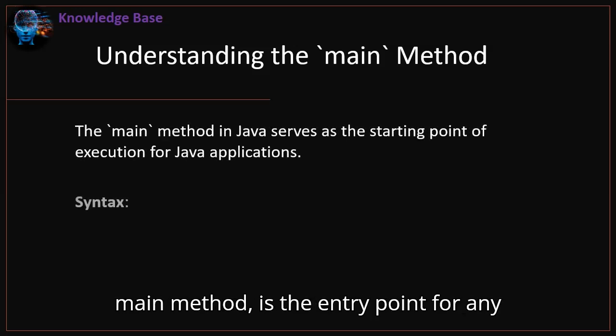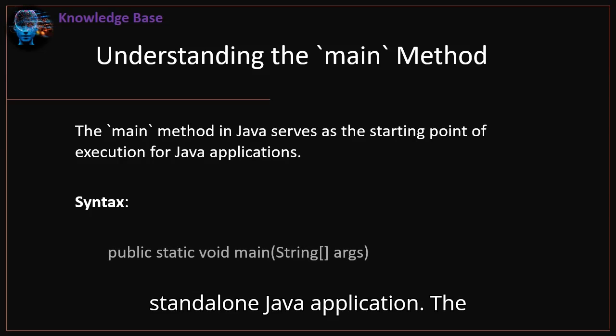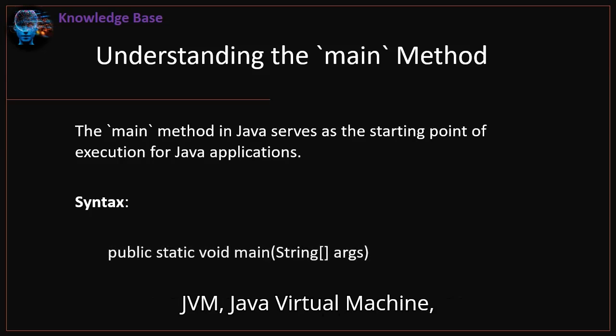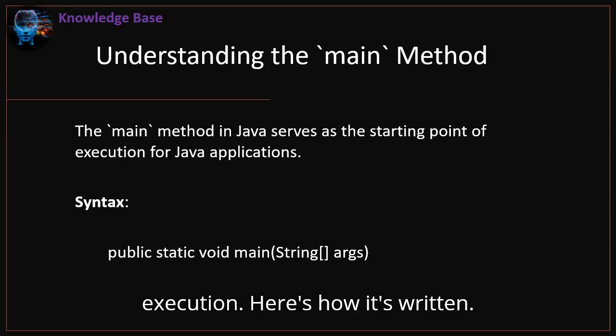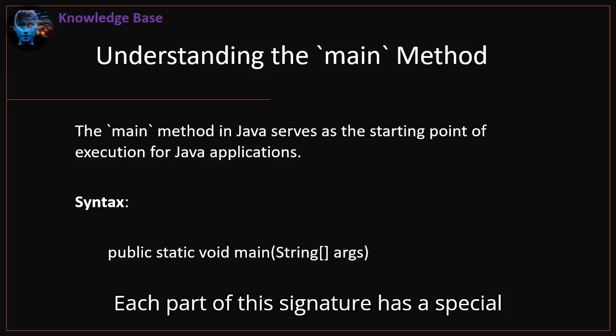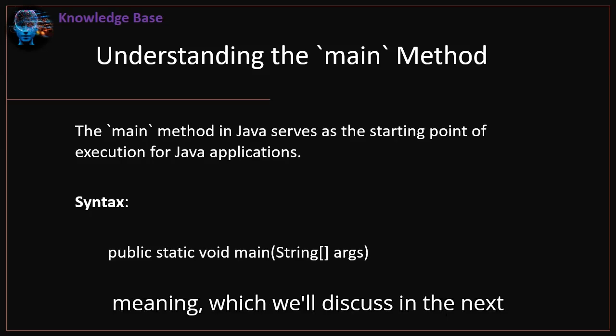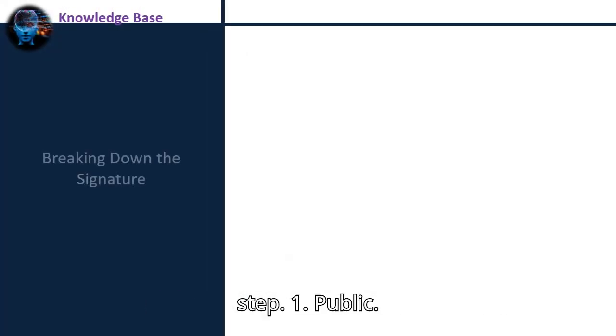The main method is the entry point for any standalone Java application. The JVM, Java Virtual Machine, searches for this method to begin execution. Here's how it's written. Each part of this signature has a special meaning, which we'll discuss in the next slide. Let's break it down step by step.